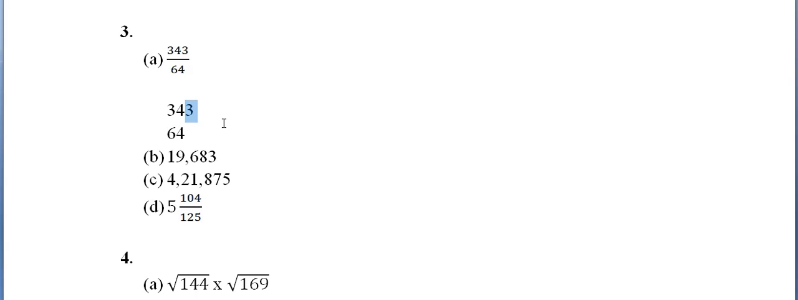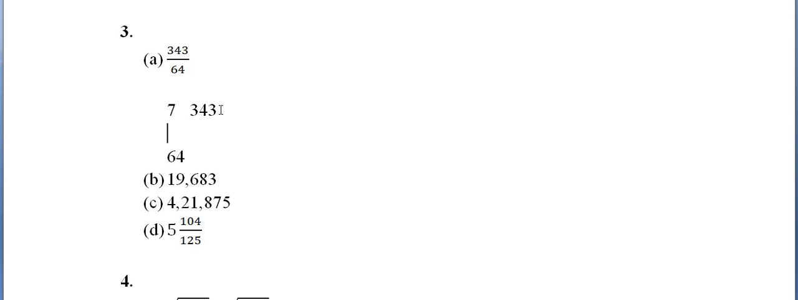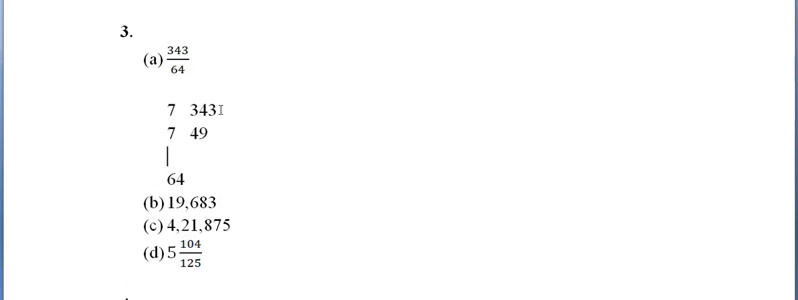5 is not possible, because in the table of 5, we cannot see the last number to be 3. The number at the units place will either be 0 or 5 all the time. So 5 is not possible. 6 is also not possible, because this number cannot be divided by 2 and 3. If a number cannot be divided by 2 and 3, the same number cannot be divided by 6 also. Now what remains is 7. So let us see how many times it is going. It will go 49 times, and we know that 7 sevens are 49.